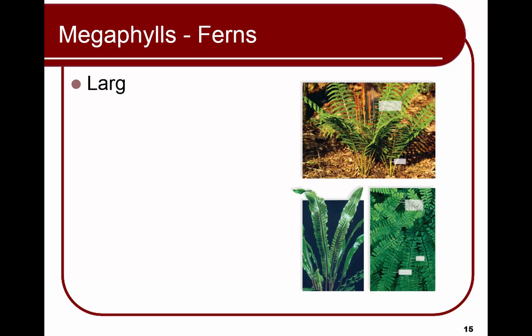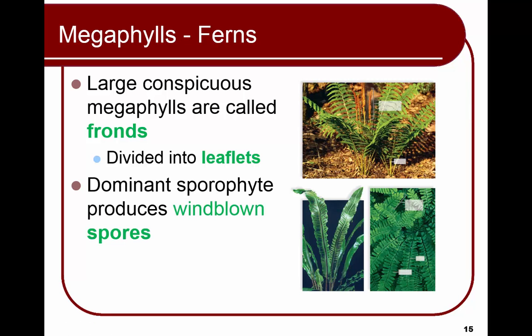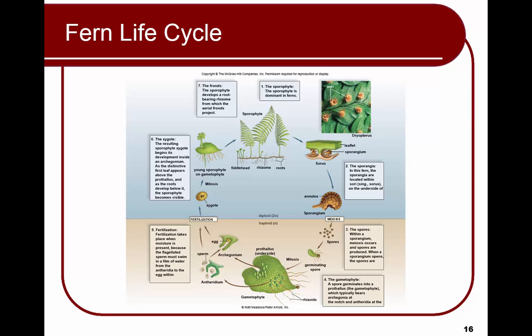Your ferns are called megaphylls, and they have these great big fronds on them that you can see. Here, these are all fronds, the leaves here, and they're divided into little leaflets that you can see. And if you look underneath, you can see some spores that are underneath the leaflets on the fronds. And the dominant sporophyte produces the windblown spores. Looking at the fern life cycle is also in your book on page 102.